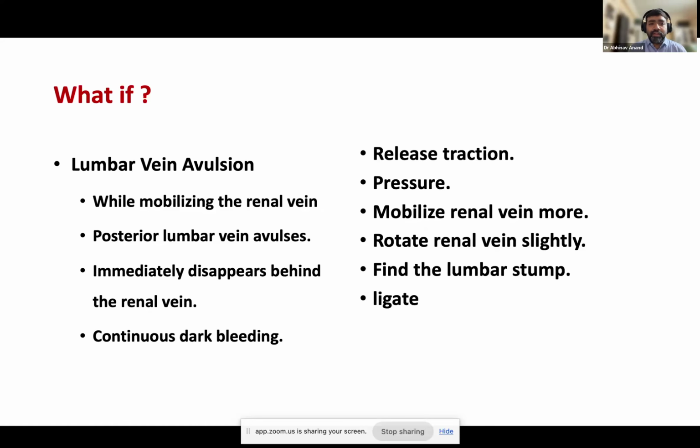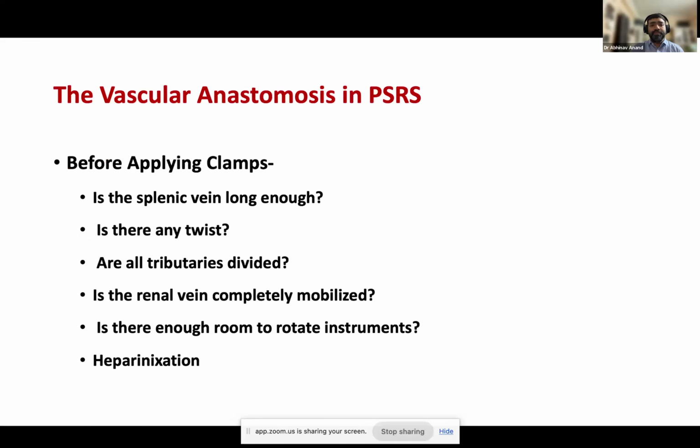So one rare thing that happens is what if the lumbar vein, which is providing the supply to the left renal vein, avulses while mobilizing the renal vein, and it generally immediately disappears behind the renal vein, and it continues as dark bleeding from that area. So the idea is to release the traction and mobilize the renal vein more so that we could have adequate exposure to that area, and then find the lumbar stump, which we grasp with the forceps and then ligate it.